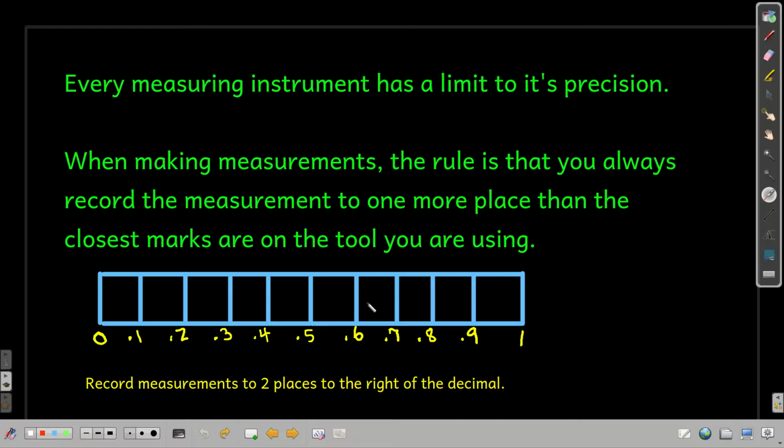Now that last number that you write, you're going to have to estimate it. So let's say we stop about right here. It might be 0.63, or whatever you think it is. You have to estimate that 3. 0.62 or 0.64 would have been both good numbers. So there is some uncertainty in that last digit that you write down, but it is still a significant figure. It carries useful information. So remember, one more place past the decimal than the smallest marks are.